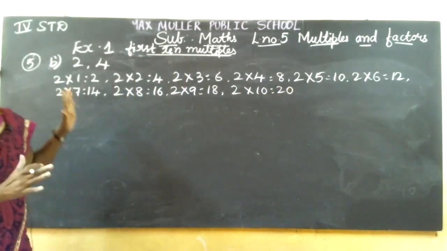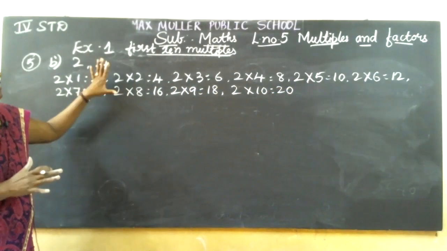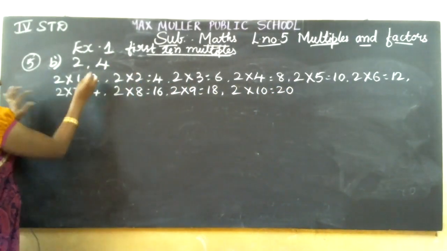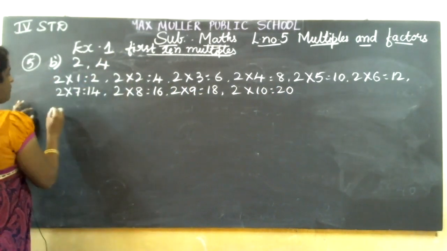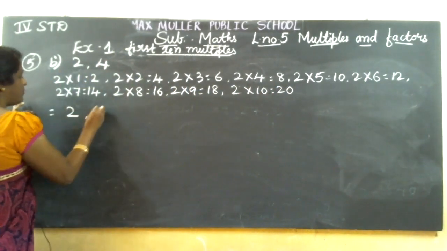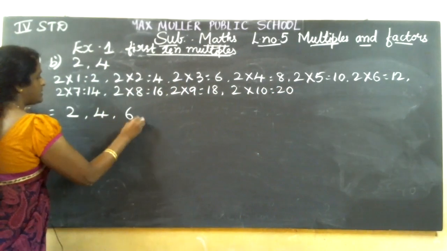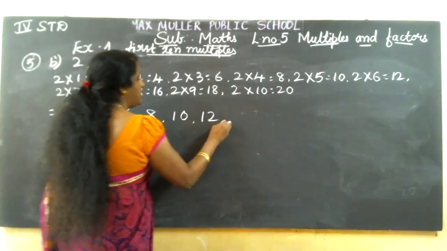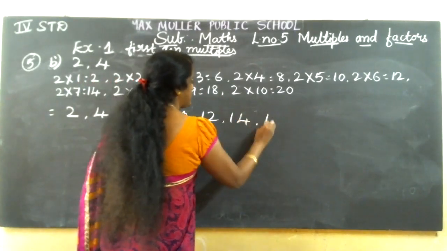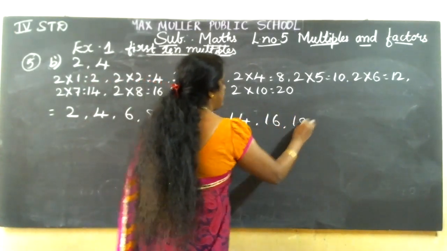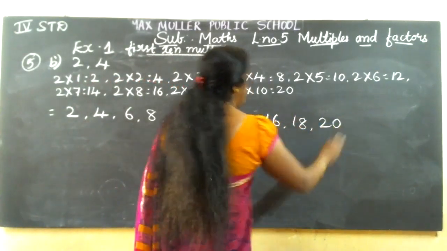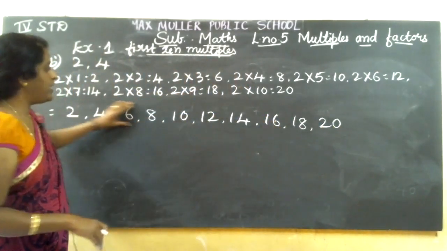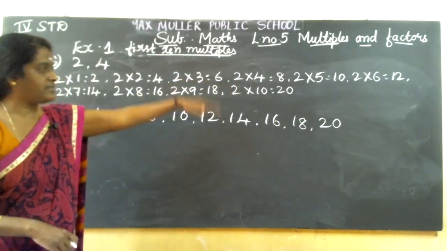So, they've asked, write 10 multiples. 10 multiples I have written. Next, that answer is the multiples. In this answer you have to write 2, 4, 6, 8, 10, 12, 14, 16, 18, 20. The first 10 multiples are written, the full table. These are the 10 multiples. In this we have to write the answers.